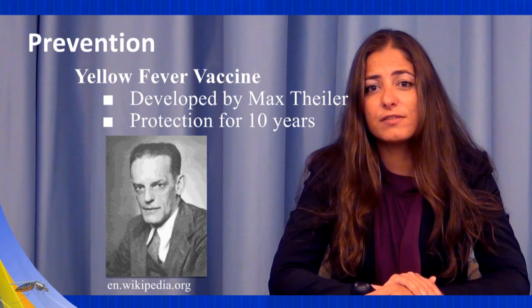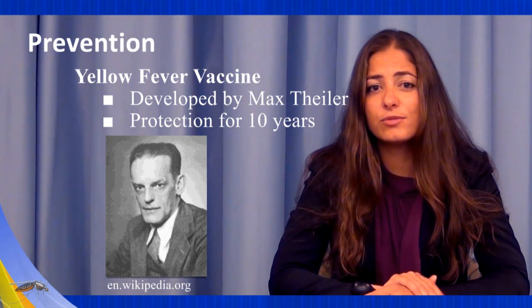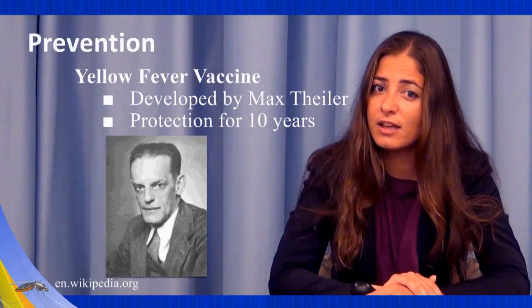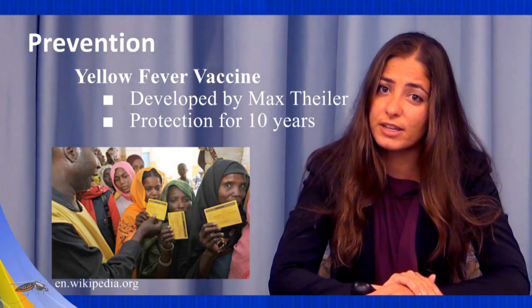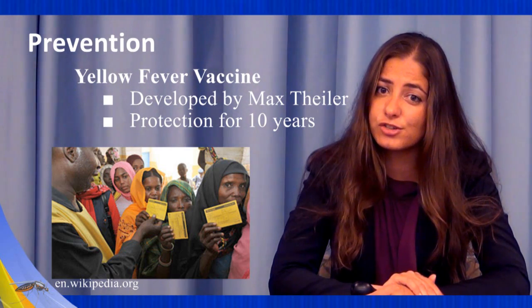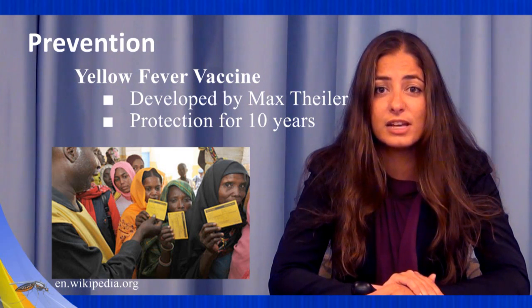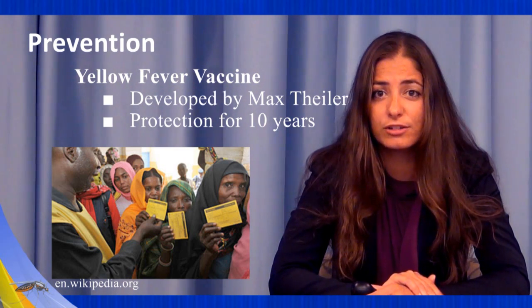Yellow fever can be effectively prevented by a live attenuated vaccine that offers protection for 10 years. It was developed in 1951 by Max Theiler of the Rockefeller Foundation, which earned him the first Nobel Prize ever awarded for the development of a viral vaccine. Mass vaccination programs against yellow fever have since been initiated by the WHO in endemic countries. In addition, it is recommended that all travelers to endemic regions be vaccinated prior to travel.